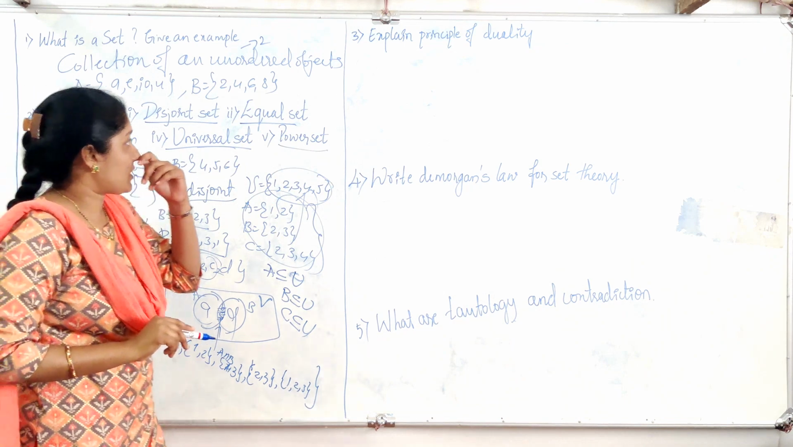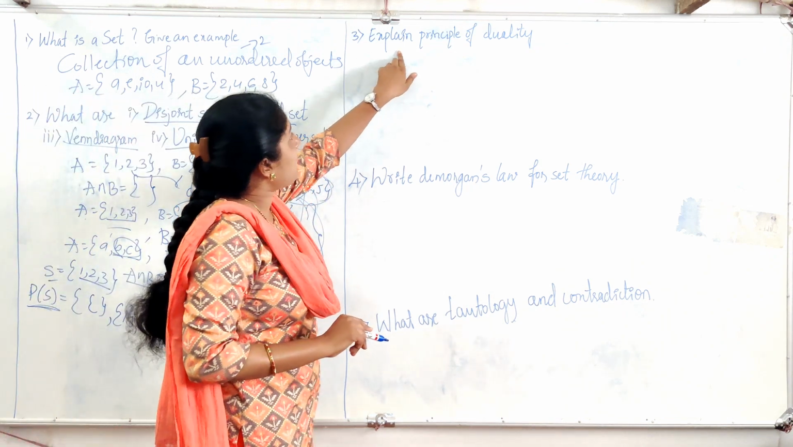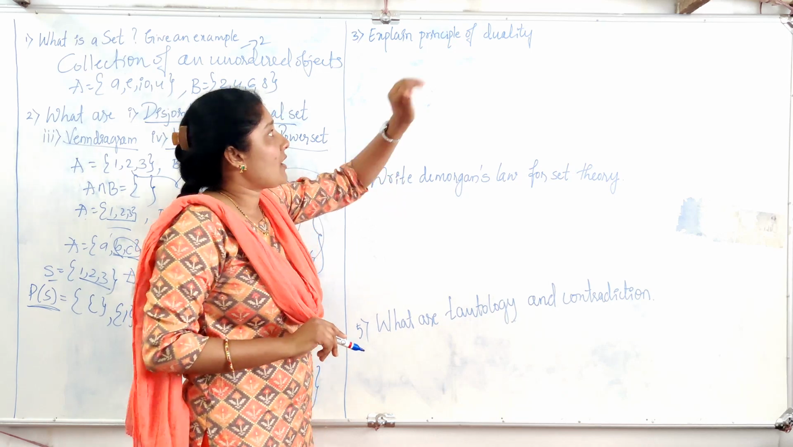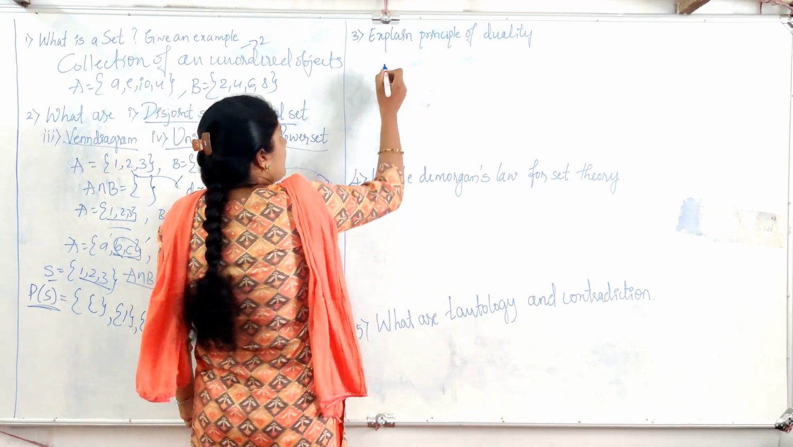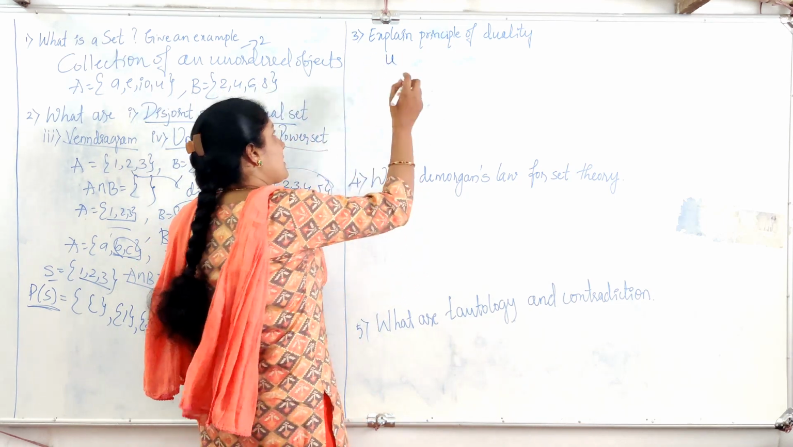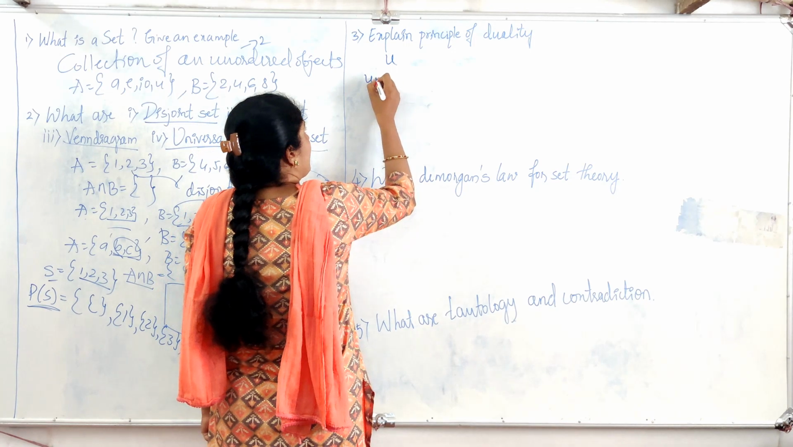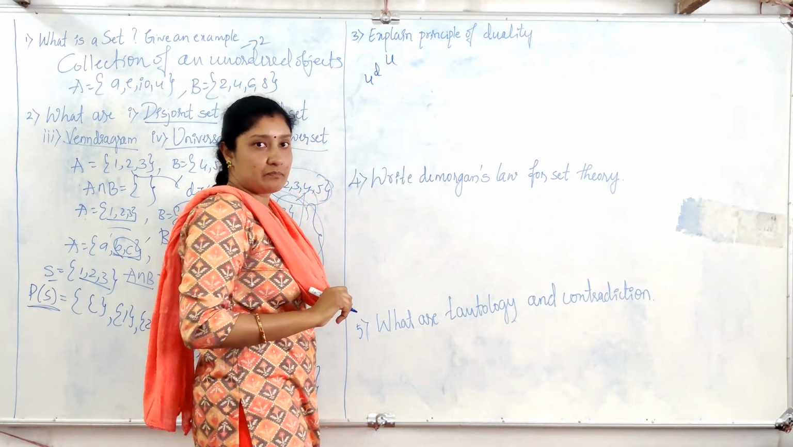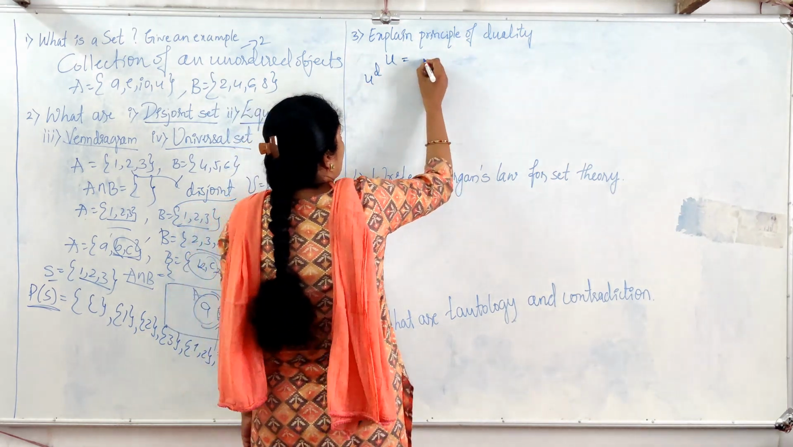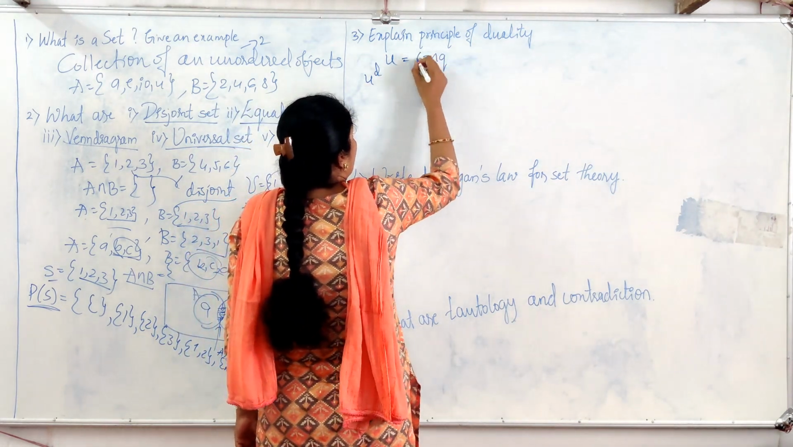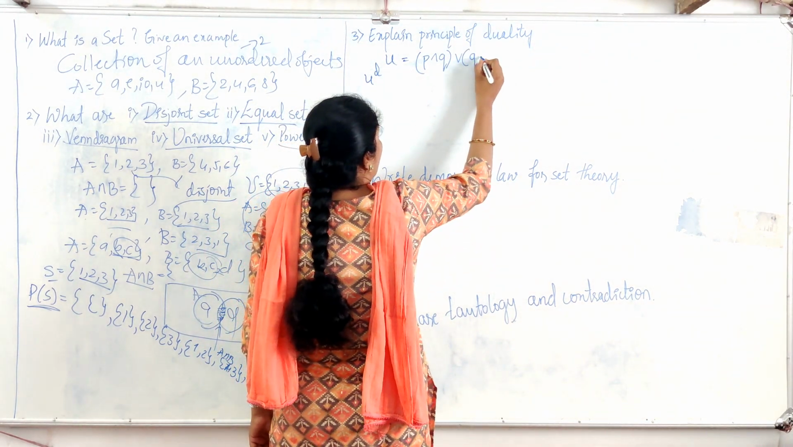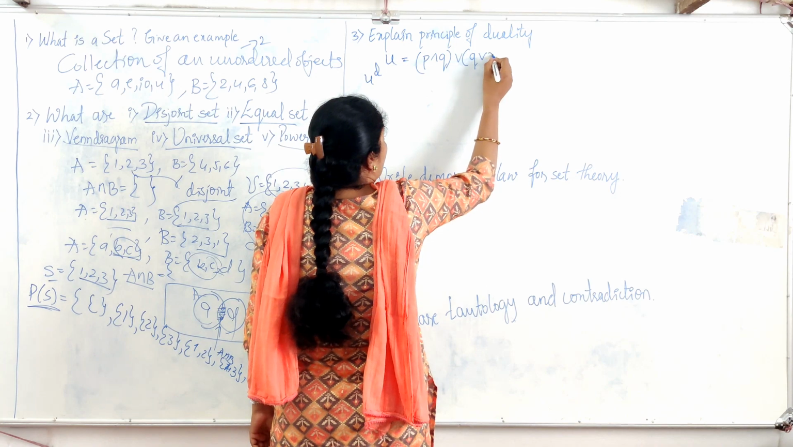Now, next question. Explain principle of duality. Okay, this we have already studied in class. So what is duality? Consider a compound proposition U. Okay, so its dual is represented as U^D. See, for example, U is equal to (P and Q) or (Q or R).